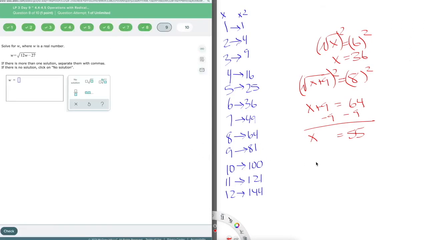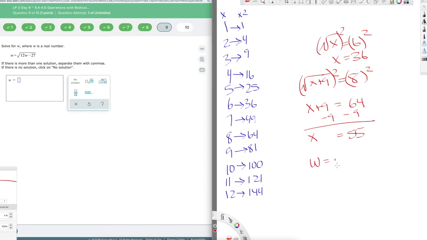Okay, so the square root of W equals 12W minus 27. So same thing, I'm going to square and I'm going to square. So W squared equals 12W minus 27. And now I'm back to a quadratic. So we haven't done this in a little while. It's been a couple weeks since we've looked at our quadratic formulas.